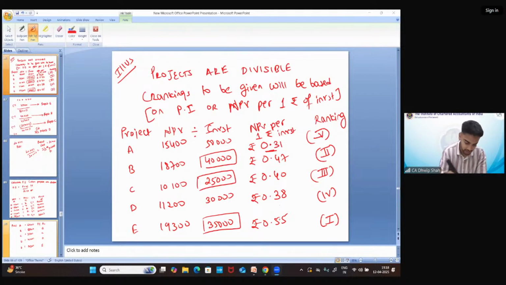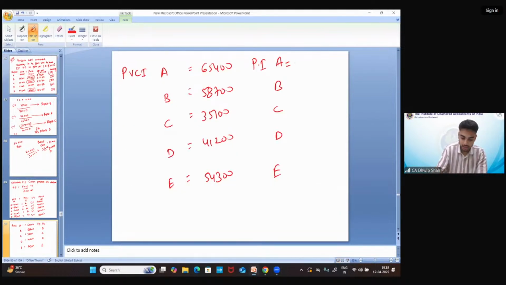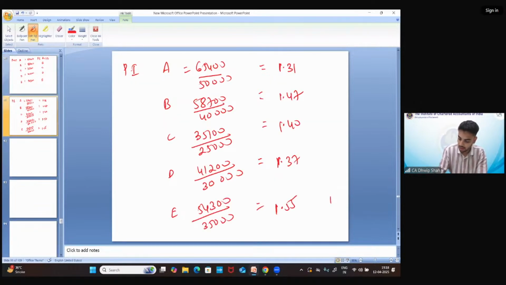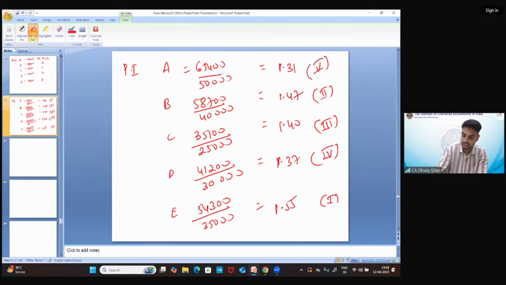Yes, correct. Julie is correct. So can I say ranking would again be same? Sorry. Ranking same ही होगा. 1, 2, 3, 4 and 5. So since the rankings are same, in both the cases answer would again be same. So either you use PI calculations or you use NPV per 1 rupee of investment ka calculation. Rankings would be same. Understood? So you can use any of the methods.